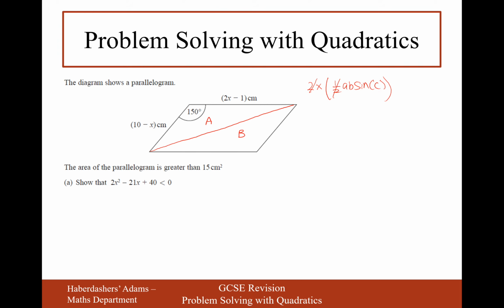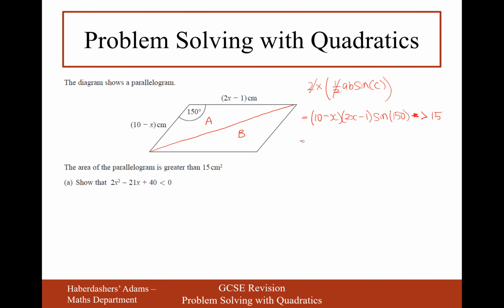Obviously the 2 and the half can cancel out straight away, so the answer is going to be 10 minus x, lots of 2x minus 1, times by sine of 150. If you're feeling brave, you can try and do that without a calculator, but I'm not going to. That's going to be, the area of the parallelogram is greater than 15. Okay, so we need to now put a greater than symbol, and it's greater than 15.